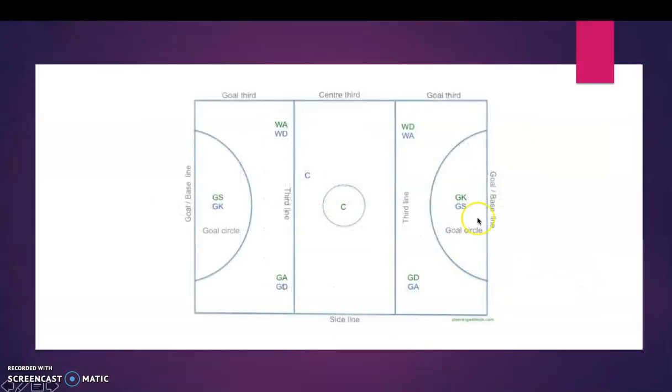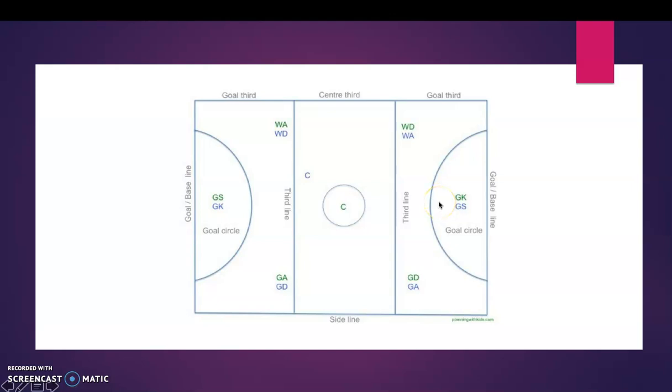This slide just shows a bird's eye view of what a netball court would look like. As you can see, you have the thirds, the goal circle on each side, and the centre circle. This is the place where the ball would start after a goal is scored or when the match starts. You can also see where all the positions are, and I'll now tell you what their roles are and where they are allowed on the court.